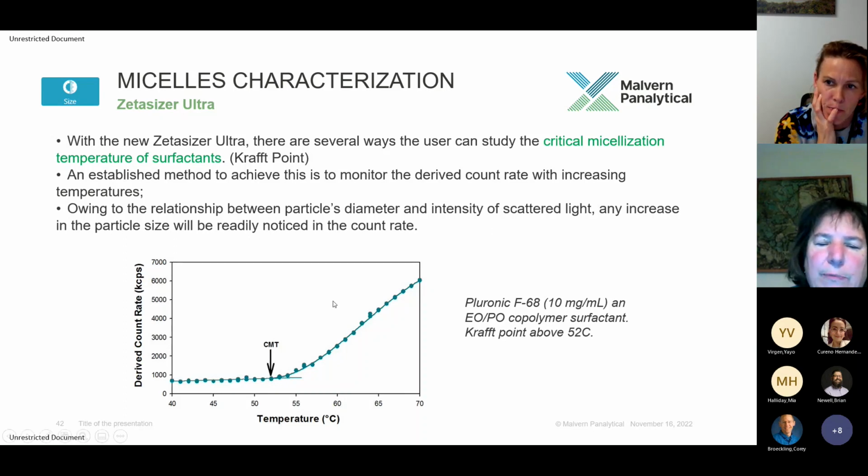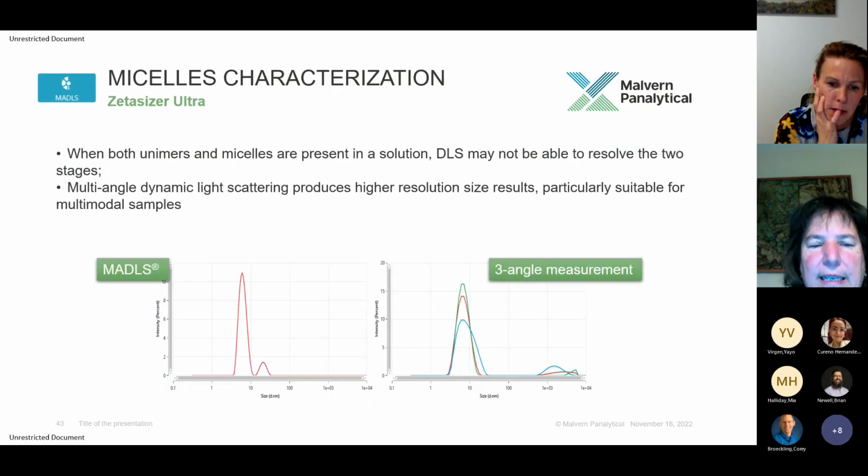So what we did was we looked at the light scattering count rate as a function of temperature. So we put the cell into the instrument, and we just looked at how much light scattering, the count rate, that we got as a function of temperature, and you see the inflection point just above 52 centigrade. So that's how this study was done.